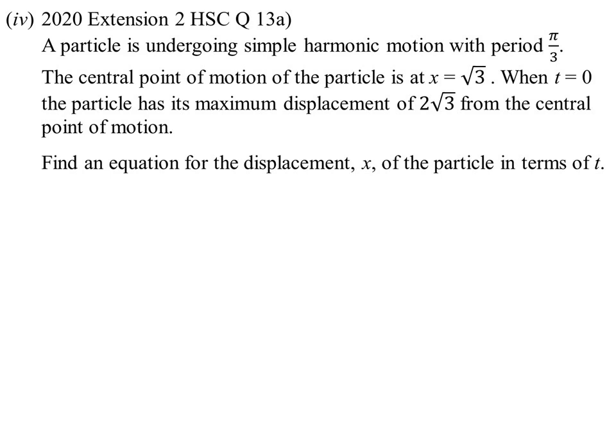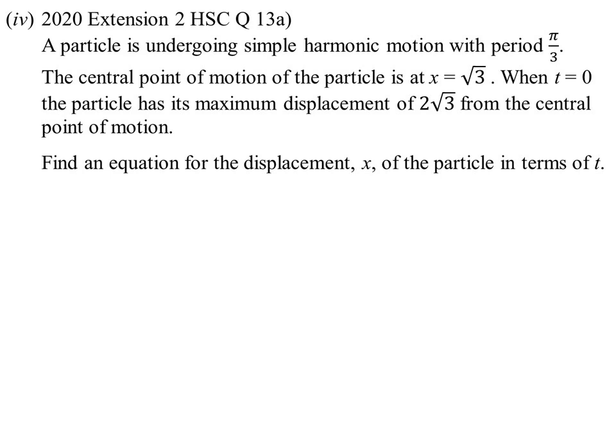All right, 2020, so the new course, they finally put simple harmonic motion into extension 2. What sort of things do they now ask? A particle undergoing simple harmonic motion, the period is pi/3. The centre of the motion is not at the origin, it's at x equals √3. And when t equals 0, it has its maximum displacement, so it's starting at the end point, of 2√3 from the central point of the motion.